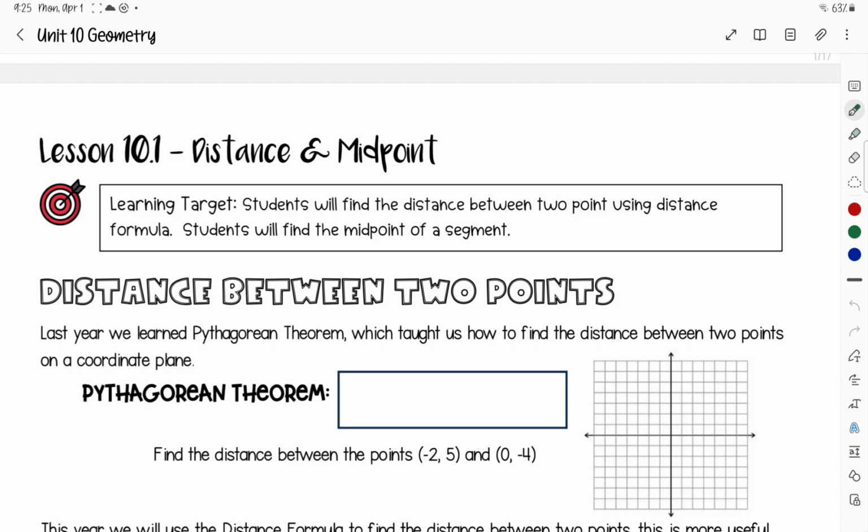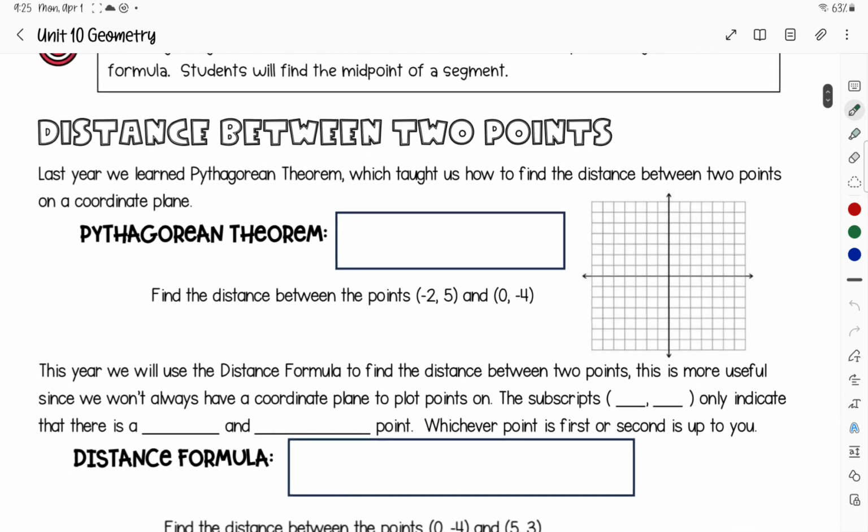Today's learning target is students will find the distance between 2 points, should say 2 points, using the distance formula, and students will find the midpoint of a segment. So let's talk about distance between 2 points first.